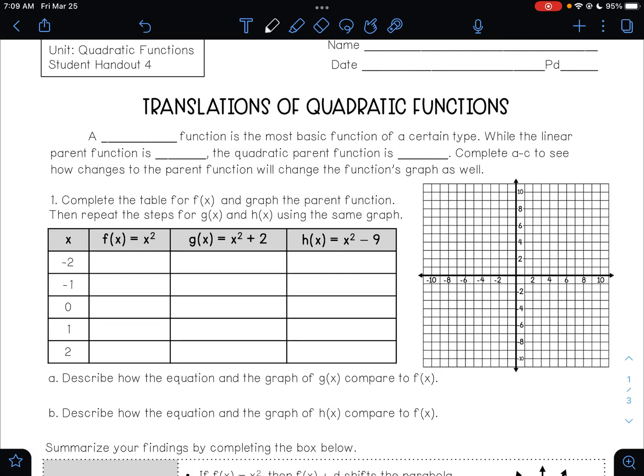Hi Rangers, in this video we're going to talk about transformations of quadratic functions. So we're going to be moving it. That's what translations means. We're just moving it up, down, left, right.